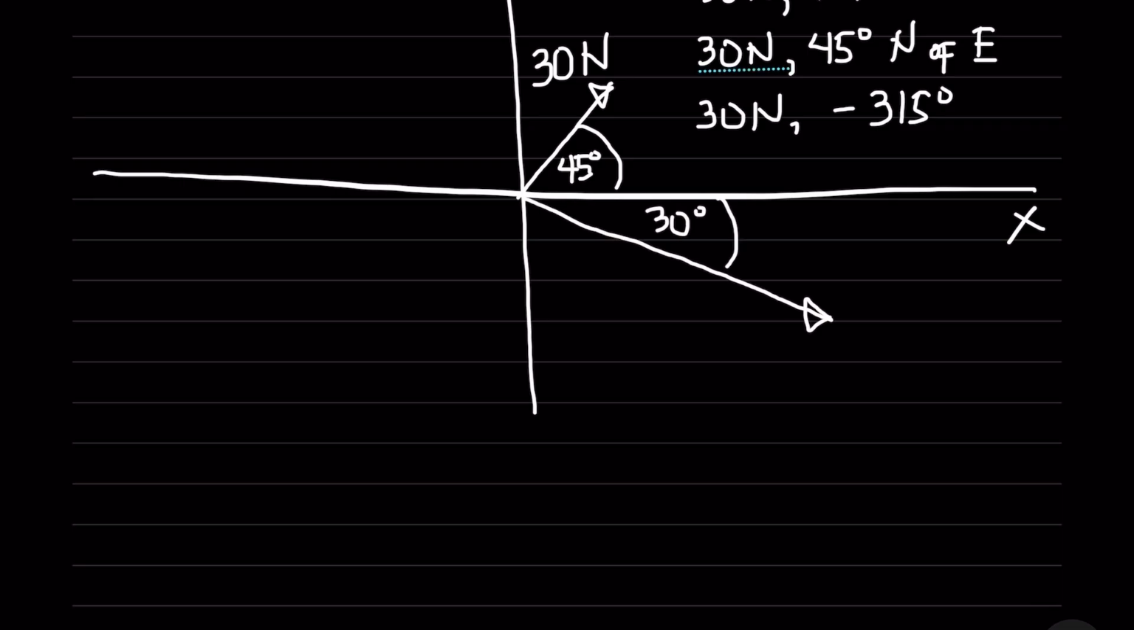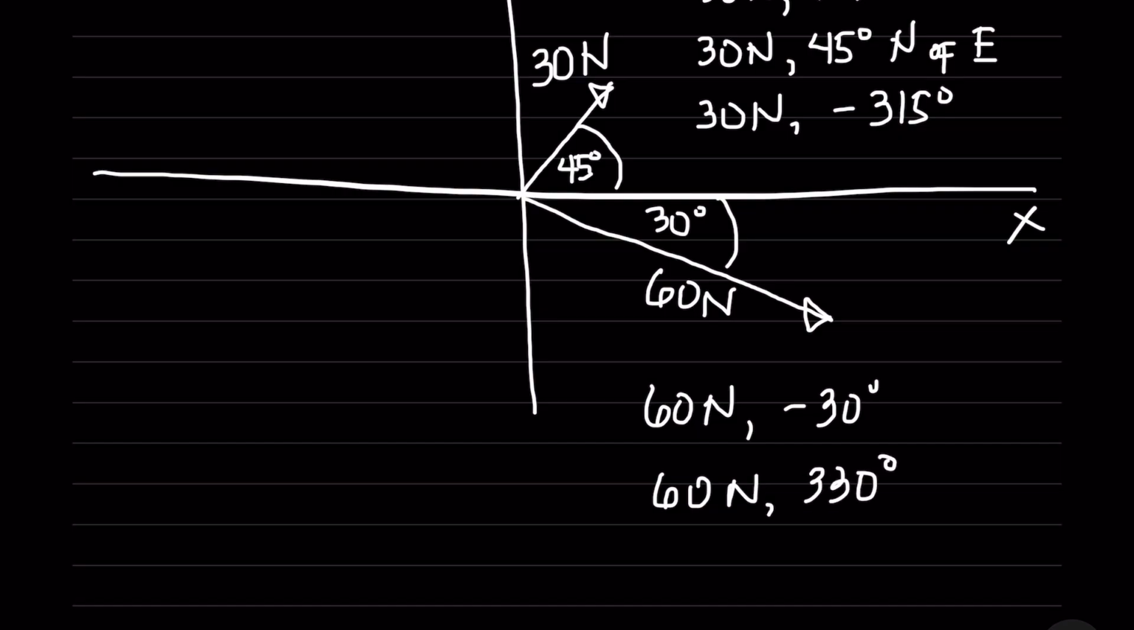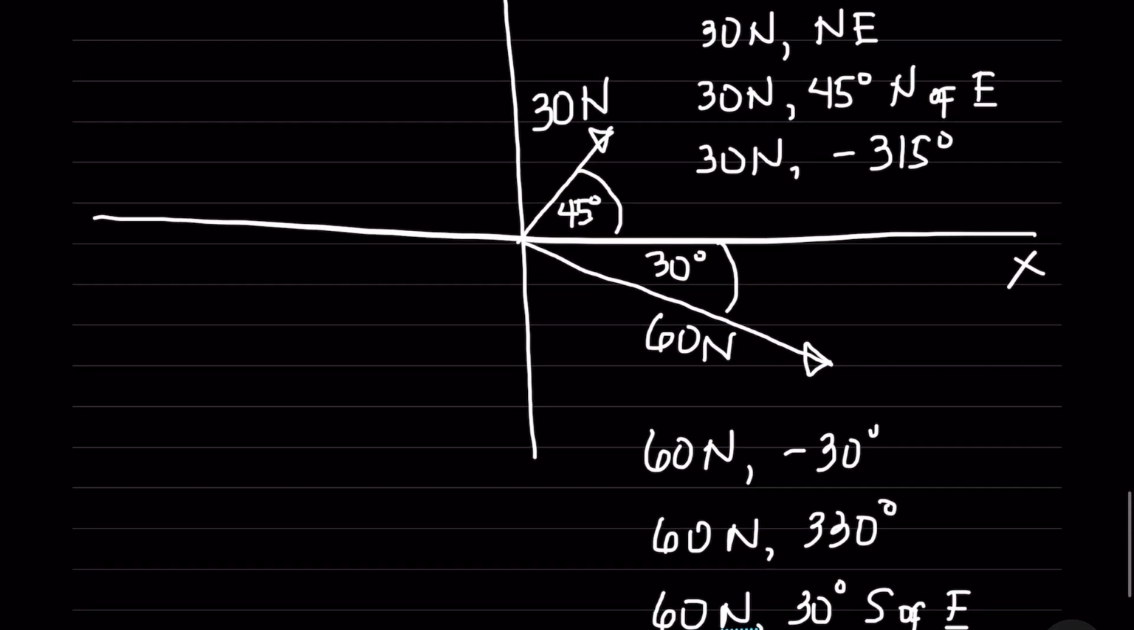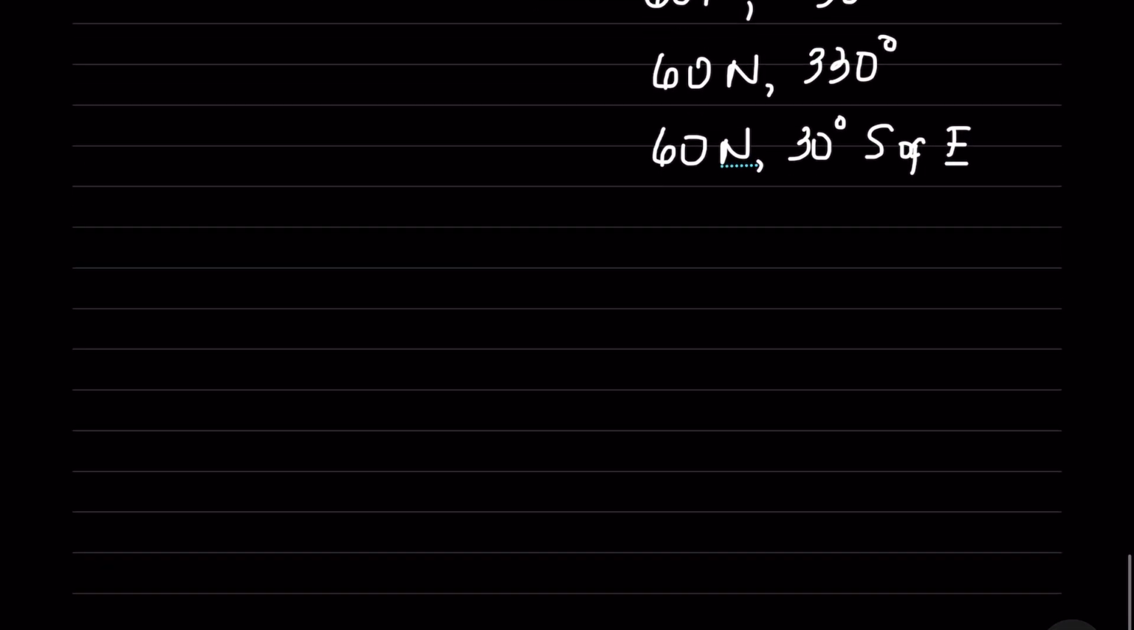Let us have another example. Suppose we have a vector that makes an angle of 30 degrees with respect to the positive x-axis clockwise. The magnitude is 60 newtons. So we can report this as 60 newtons, negative 30 degrees, or 60 newtons, 330 degrees. The positive sign for the angle means that the rotation is counterclockwise. It could also be reported as 30 degrees south of east.